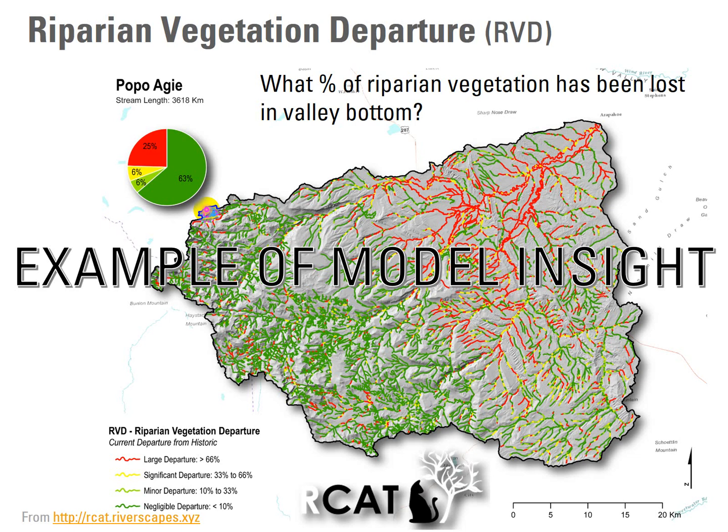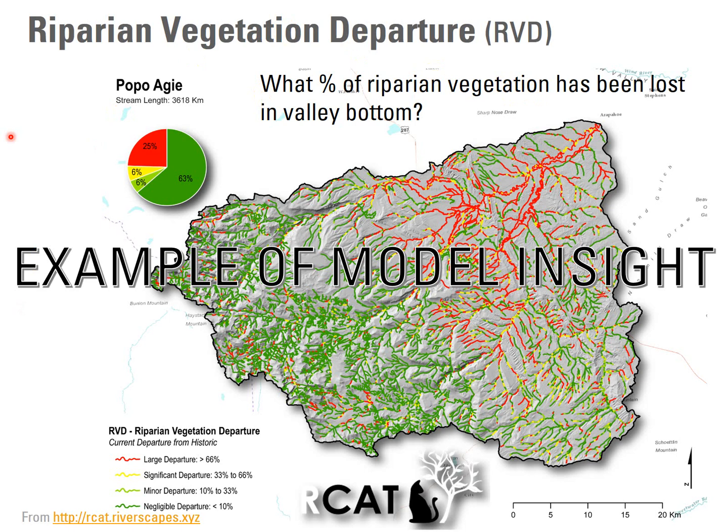And so one model that can give us insight into this is called RCAT, or Riparian Condition Assessment Tool. One of the things that RCAT does is it tries to calculate riparian vegetation departure, which is basically just the percent of riparian vegetation that's been lost in the valley bottom.